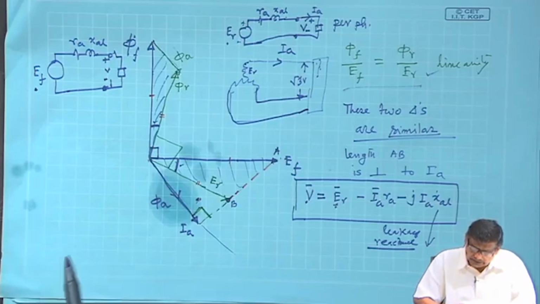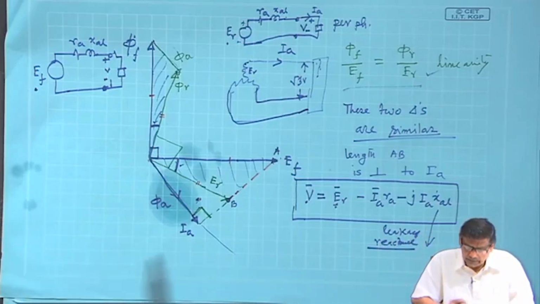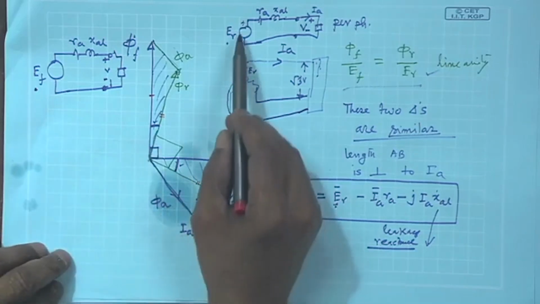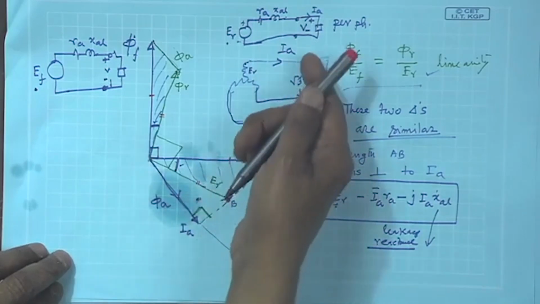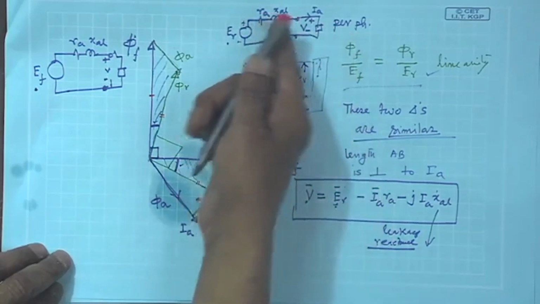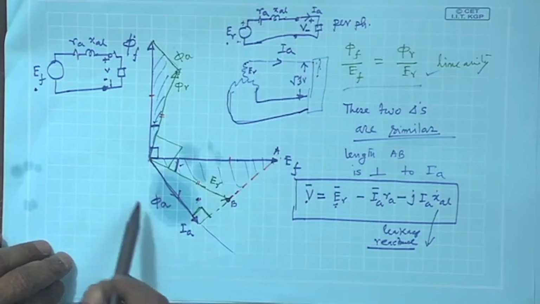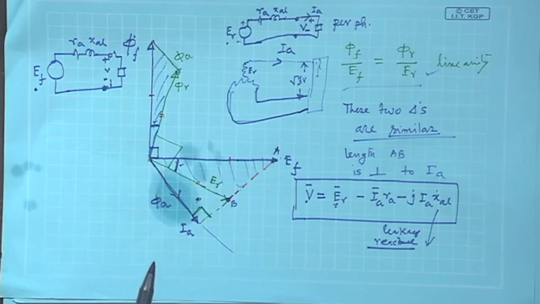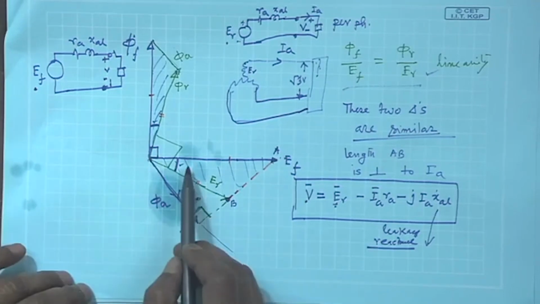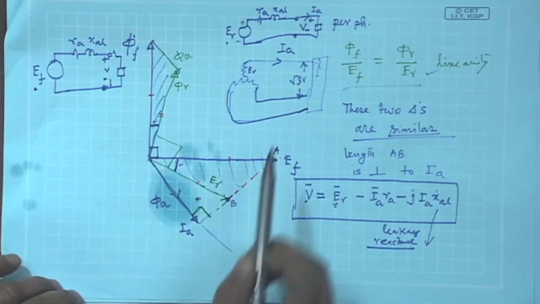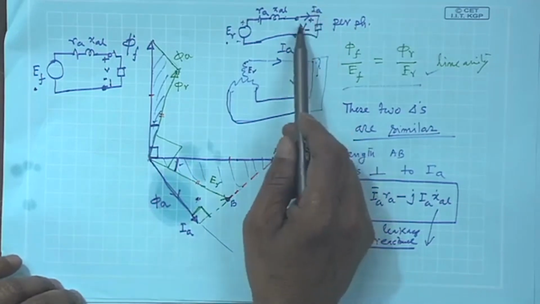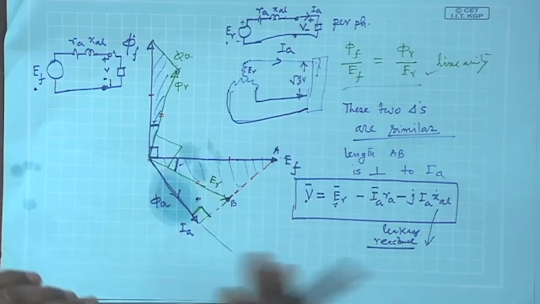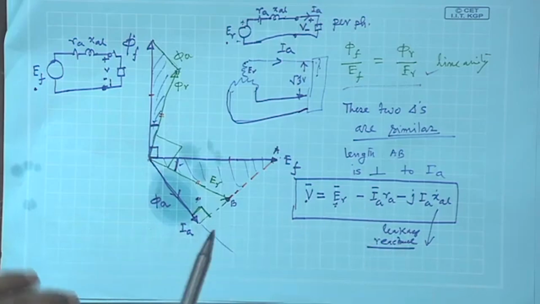Let us assume that this armature current is lagging power factor in nature. Then this circuit is inductive, including the load as well as its internal leakage impedance R A and X L. So, armature current will lag this E f by some angle. But mind you, this is not the power factor angle. The power factor angle is the angle between V, the terminal voltage appearing across the load, and I A, the current delivered to the load. The angle between them is the power factor angle.